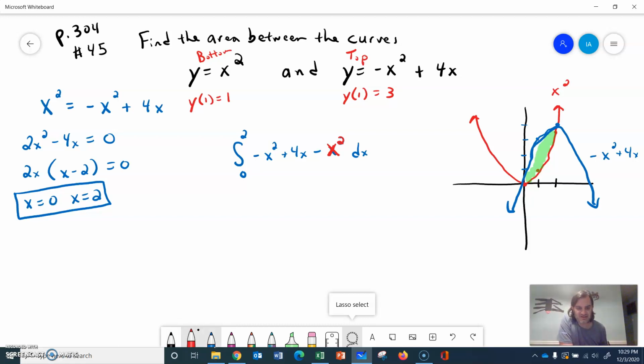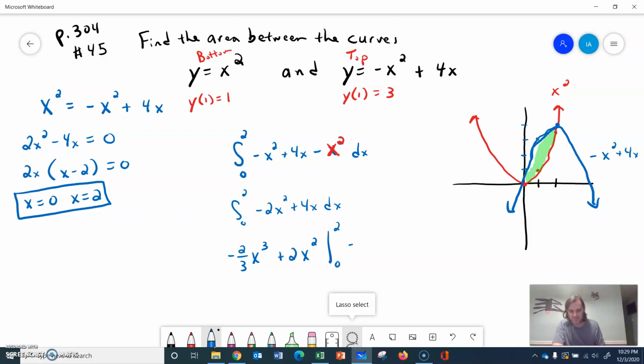All right, so I can do a little bit of cleanup before I do this. It'll still be from 0 to 2, but I have some like terms. I can make it negative 2x squared plus 4x dx. So I do the integration. X squared will go up to x cubed. I'll divide by 3, so it'll be negative 2/3 x cubed. X will go up to x squared, and I'll divide by 2, so it'll be plus 2x squared from 0 to 2.